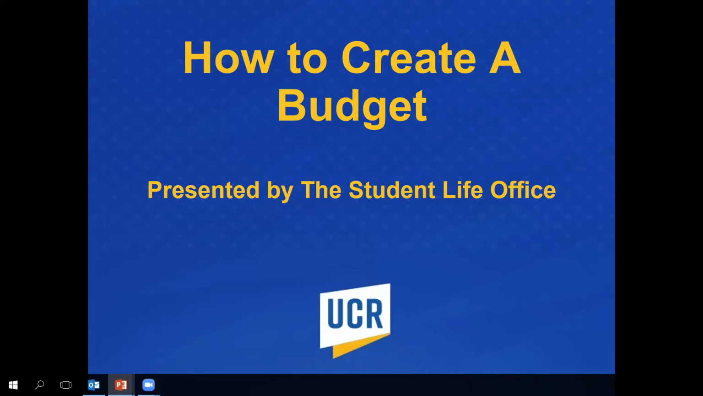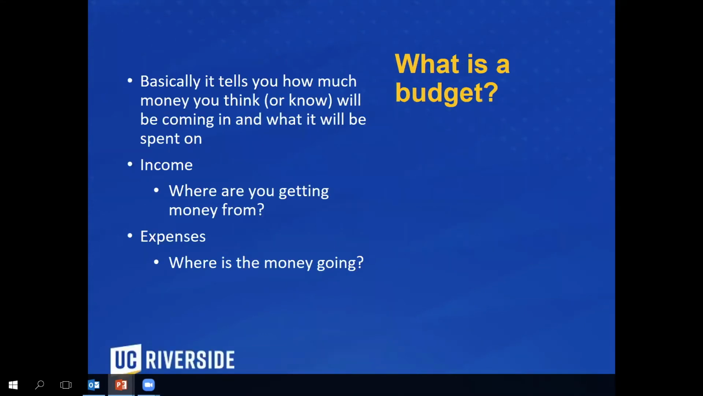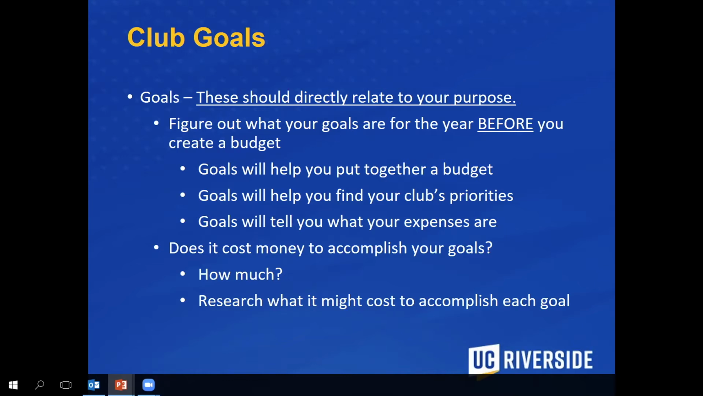And we're here to talk about how to create a budget. Before we begin, we need to talk about what a budget is. Basically, a budget tells you how much money you think or know will be coming in and out of your budget. There are two components: income, which is where you're getting your money from, and expenses, where your money is going. We need to also talk about club goals briefly.